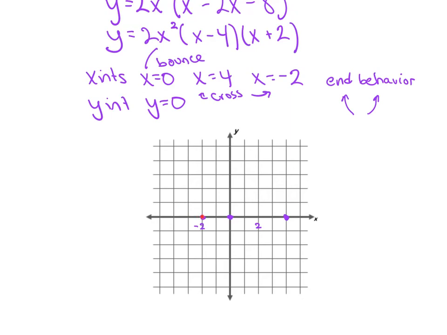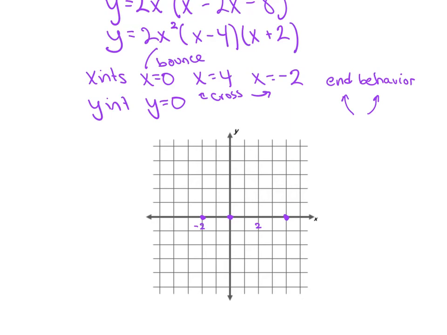the end behavior must be going up. It can't go back down because it would cross through the x-axis again, and we would have gotten another x-intercept when we factored. So this is the first time it crosses the x-axis. And so we know that coming from this point, the graph must be going up and to the left. Or as I come from the left, it's going down and it's going to cross through at -2 because we said there's a cross at x equals -2.